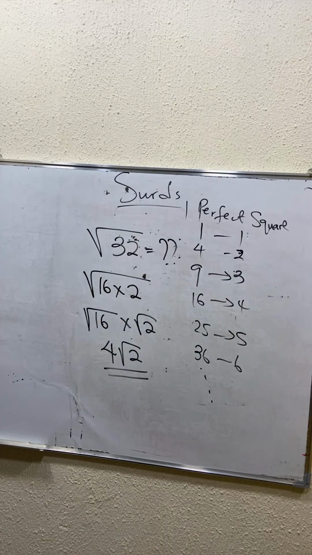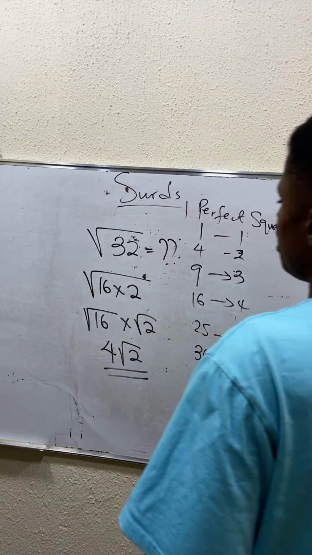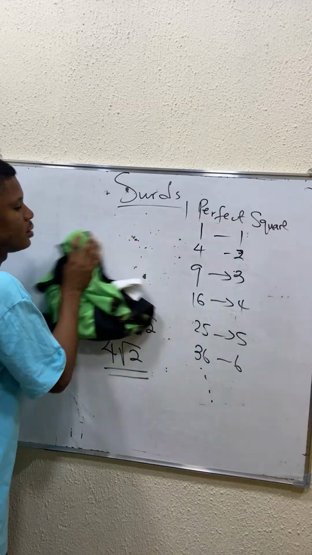Were you able to get 4 root 2 as your answer? So 4 root 2 is the simple answer. If you got it right, you let us know.